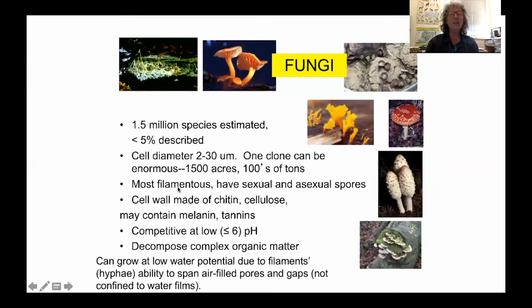Most fungi are filamentous. An exception is yeasts. They have asexual and sexual spores. Their cell walls are made of chitin and cellulose, and may also contain other kinds of complex organic compounds like melanin and tannin, again very important for making soil organic matter. They're more competitive than some, but not all, bacteria at lower pHs, and tend to dominate more in acidic conditions, and are also really good at breaking down complex organic matter.